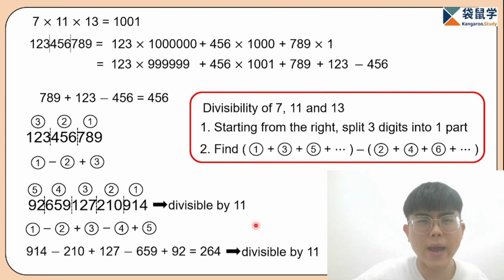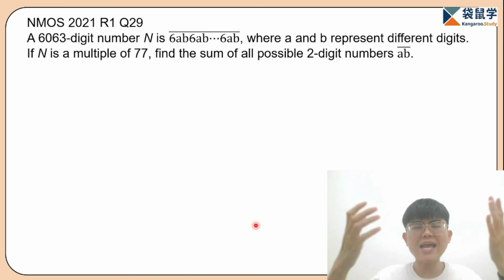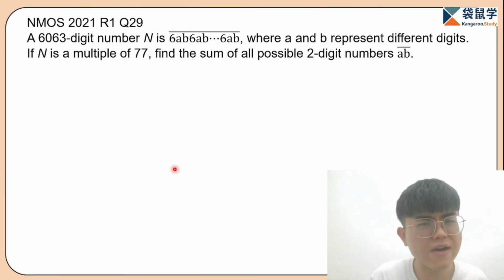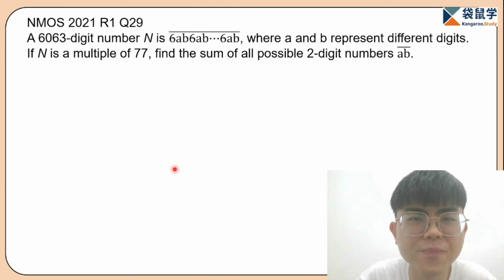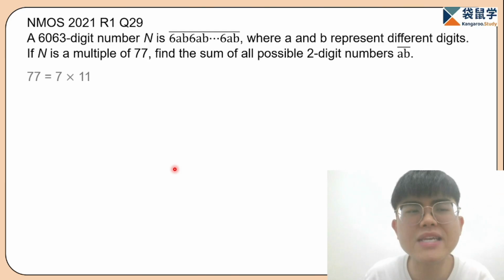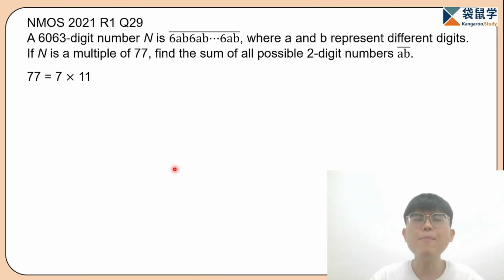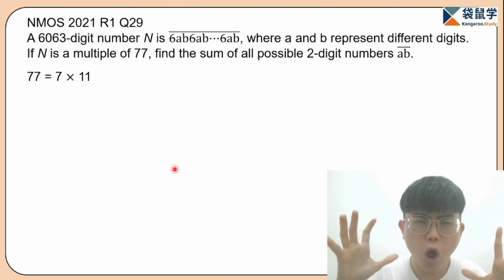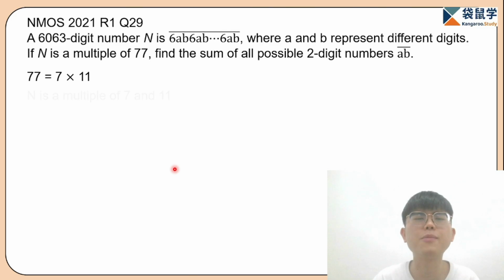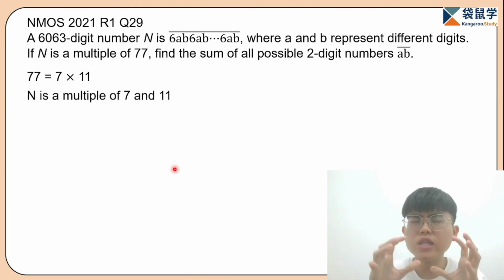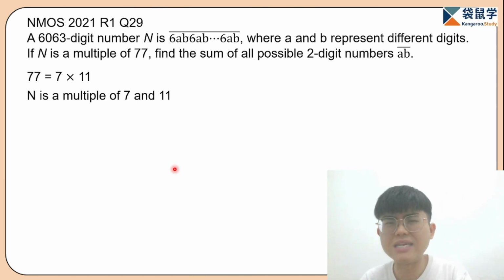So now, let's go back to our question. Everyone, you can see that in this question, n is a multiple of 77. But just now, we never learned about 77. But think about it: 77 is a product of which 2 numbers? 77 is just equal to 7 times 11. So if a number is a multiple of 77, it also means that n should be a multiple of 7 and 11. So we just have to check the divisibility test of 7 and 11.